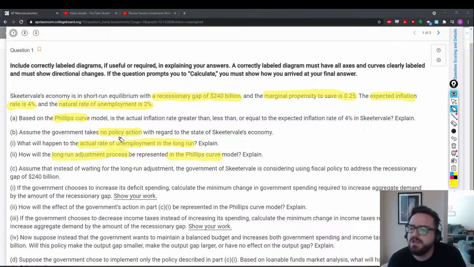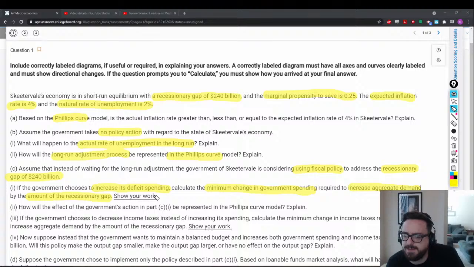Also terrifying. Assume that instead of waiting for it, they decide using fiscal policy to address the recessionary gap of $240 billion. If the government chooses to increase its deficit spending, calculate the minimum change in government spending required to increase aggregate demand by the amount of the recessionary gap. Show my work, okay. How will that be represented on the Phillips curve?